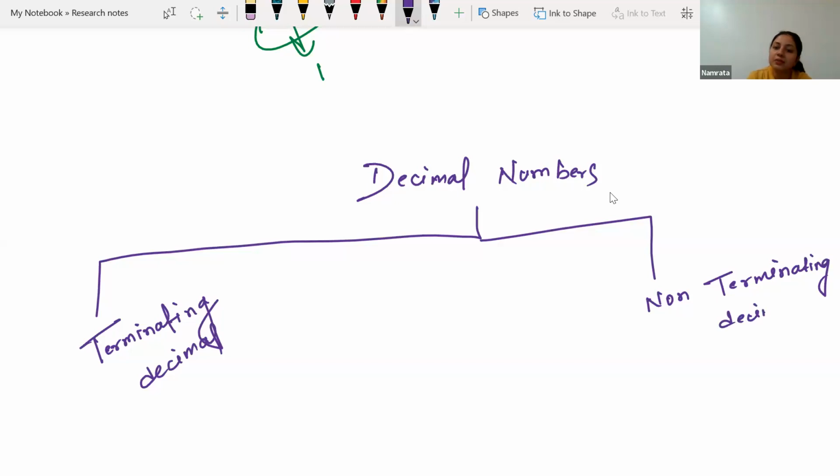What is a terminating decimal number? Here focus on the name, termination. Termination means stoppage. So a terminating decimal number is the same thing. An example of a terminating decimal number can be 3.25. Another example can be 8.753.